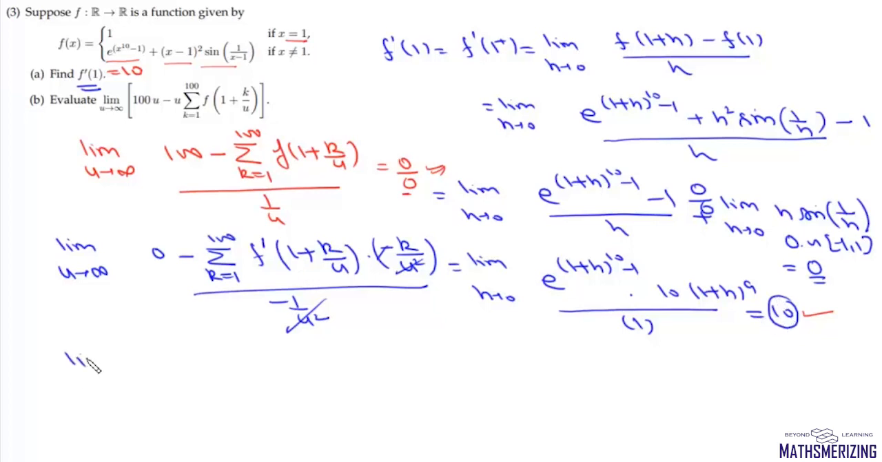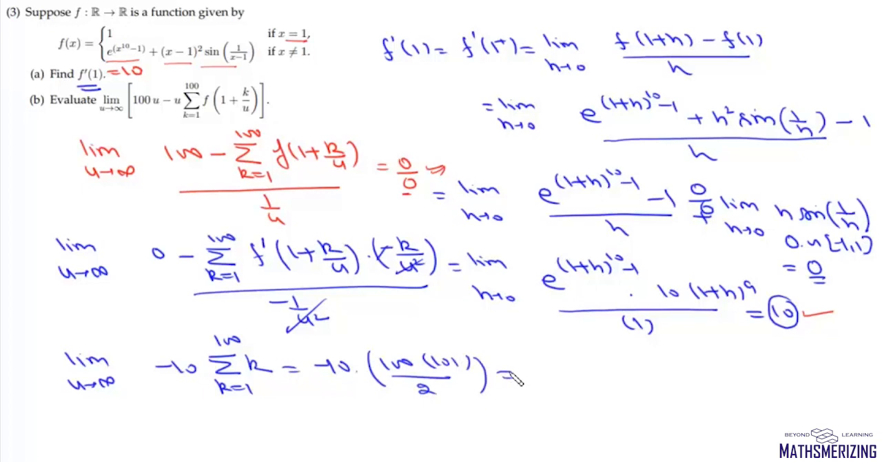So we'll get this limit as limit u tends to infinite of minus 10, and then the summation k varies from 1 to 100 of k. So it will simply be minus 10 and then n(n plus 1) upon 2. So this value will be minus 50500.